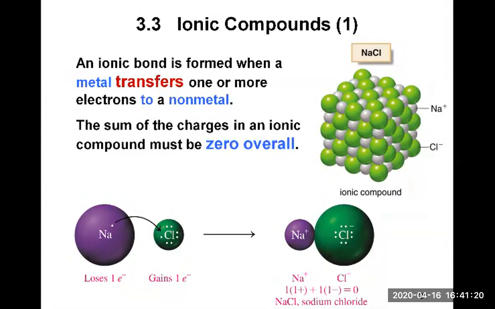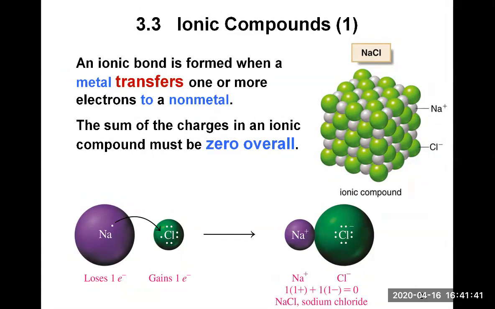So this video will focus on section 3.3, which is on ionic compounds. So we saw that an ionic bond is formed when a metal transfers one or more electrons to a non-metal. So ionic bonds happen between metals and non-metals.